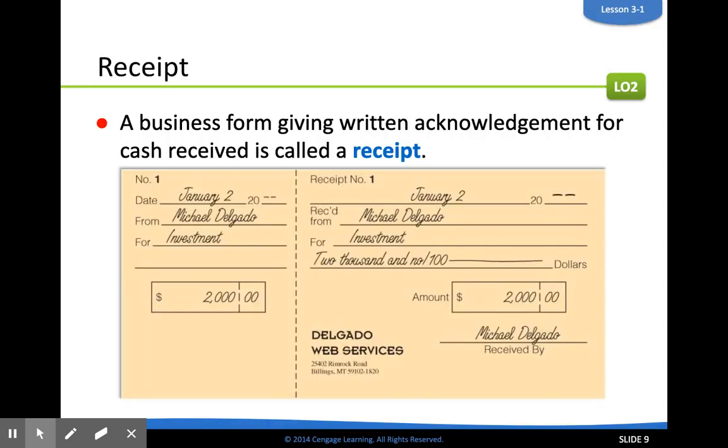Our next source document is a receipt. Receipts are used when cash is received from the owner. So you'll see here on this receipt that the money was received from Michael Delgado. He made an investment in the company, and we want to record where that $2,000 came from. So we'll create a receipt.